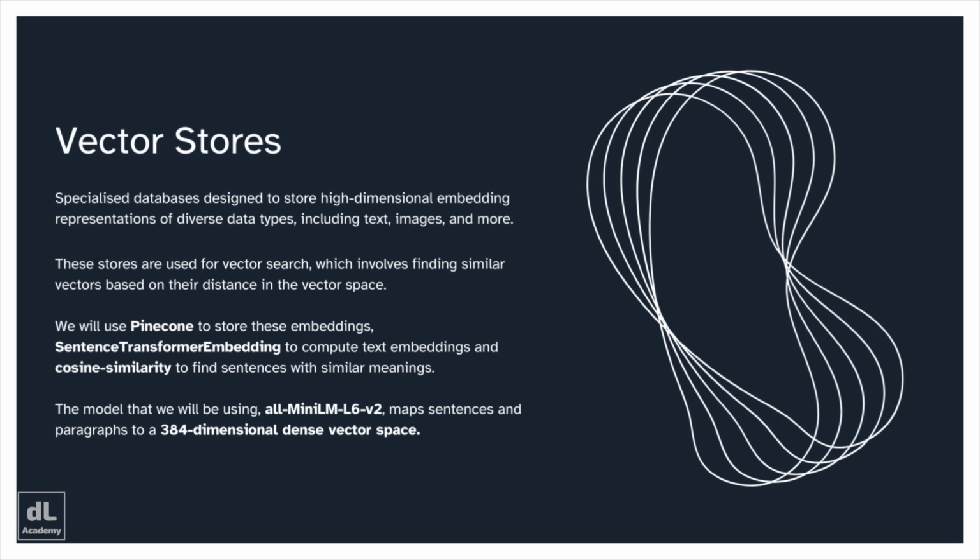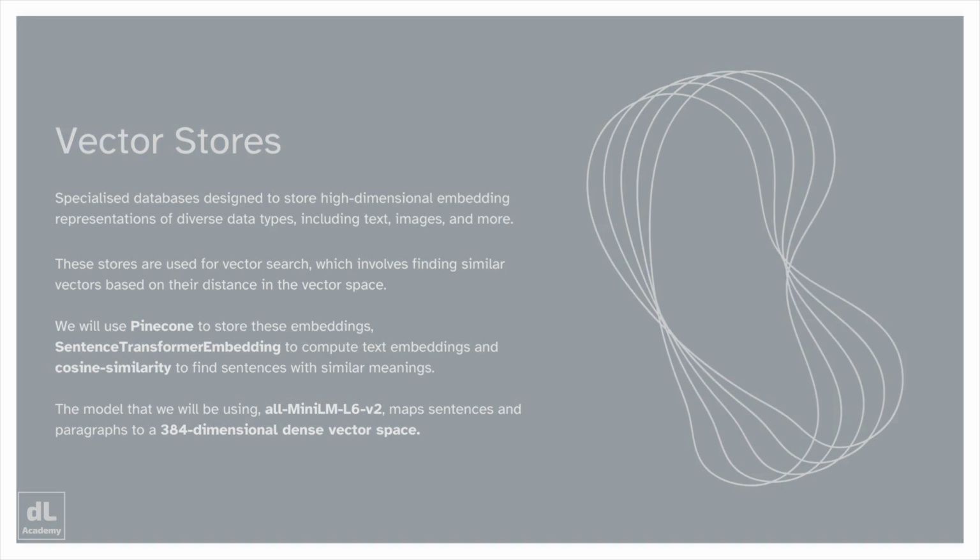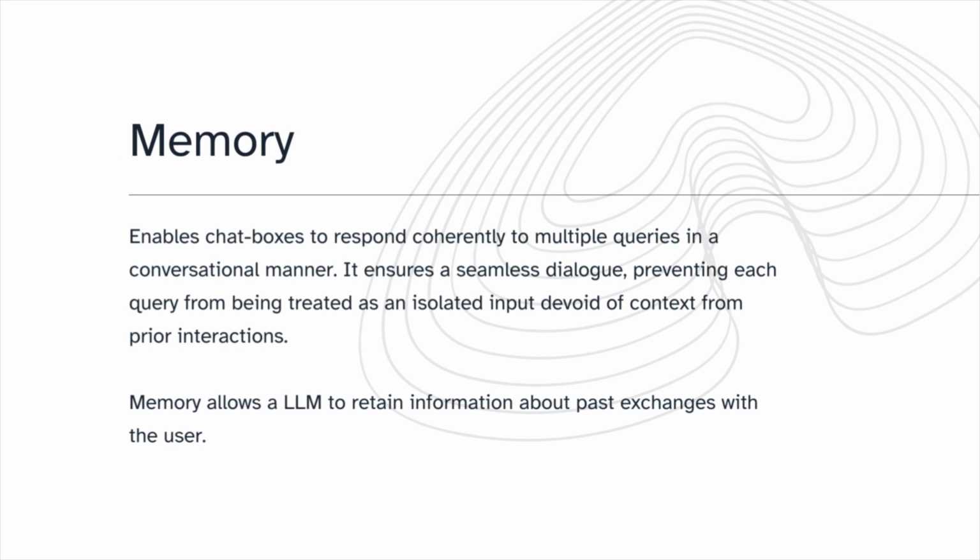We will be using sentence transformer embeddings. This allows us to compute text embeddings for more than 100 languages. These can then be compared using cosine similarity to find sentences with similar meanings. The model that we will be using, all-MiniLM-L6-v2, maps sentences and paragraphs to a 384-dimensional dense vector space. Conversational memory serves as the backbone for enabling chat boxes to respond coherently to multiple queries in a conversational manner.